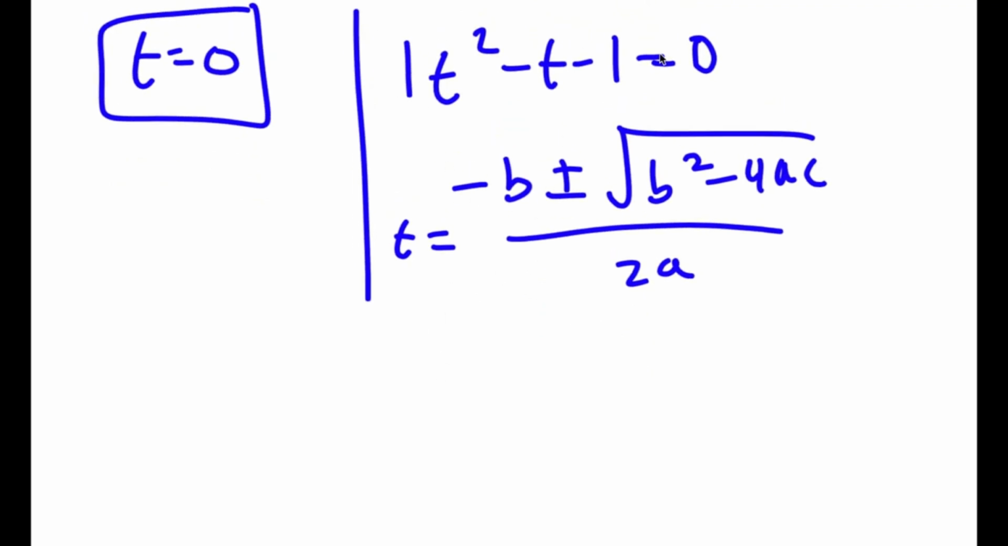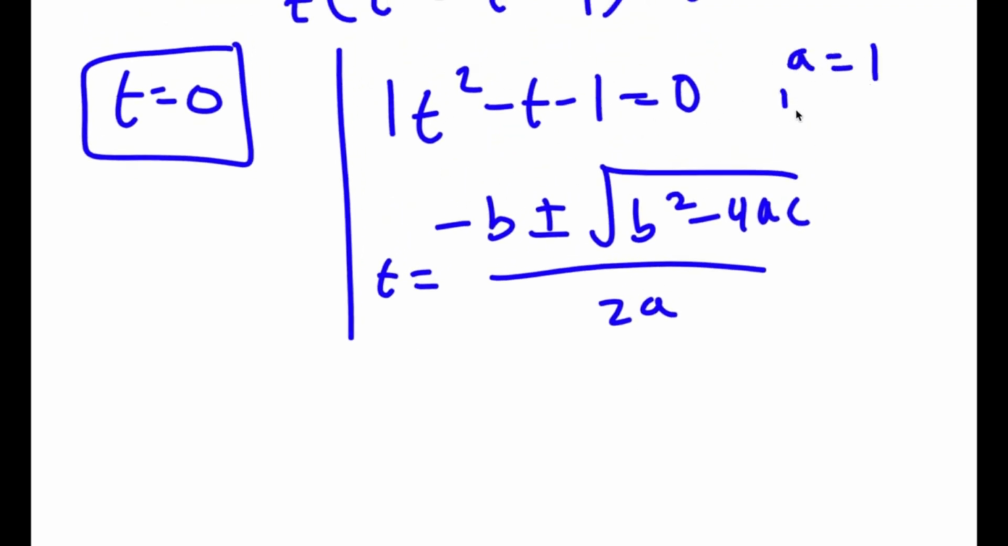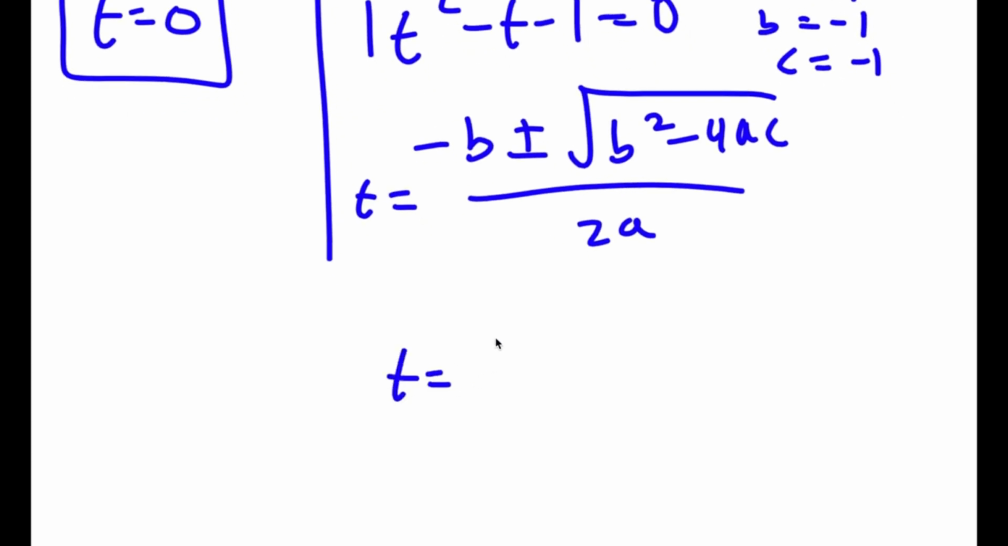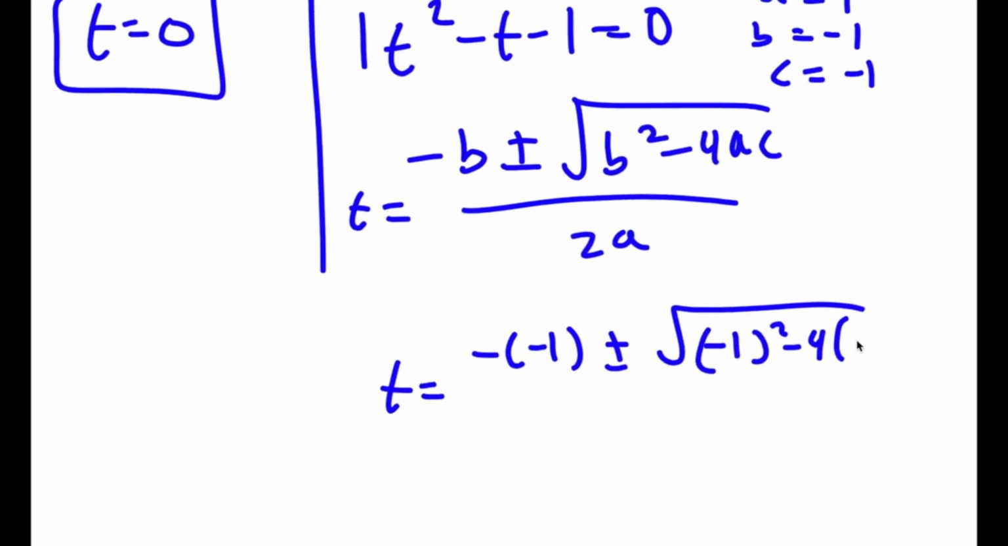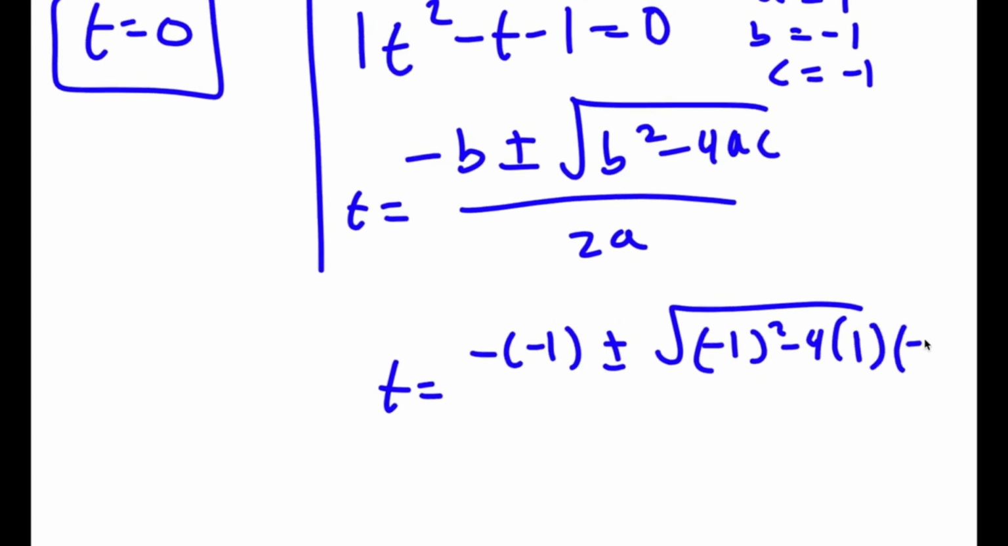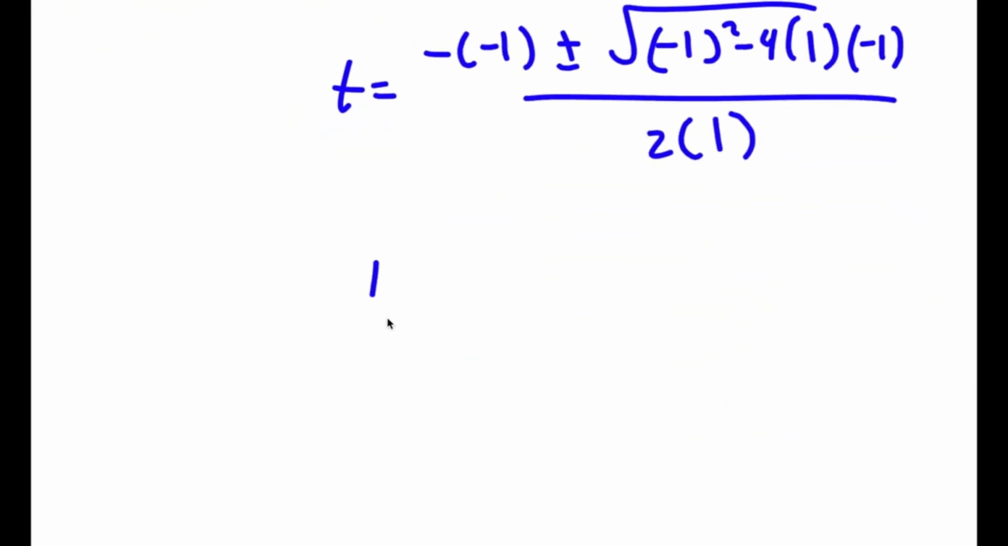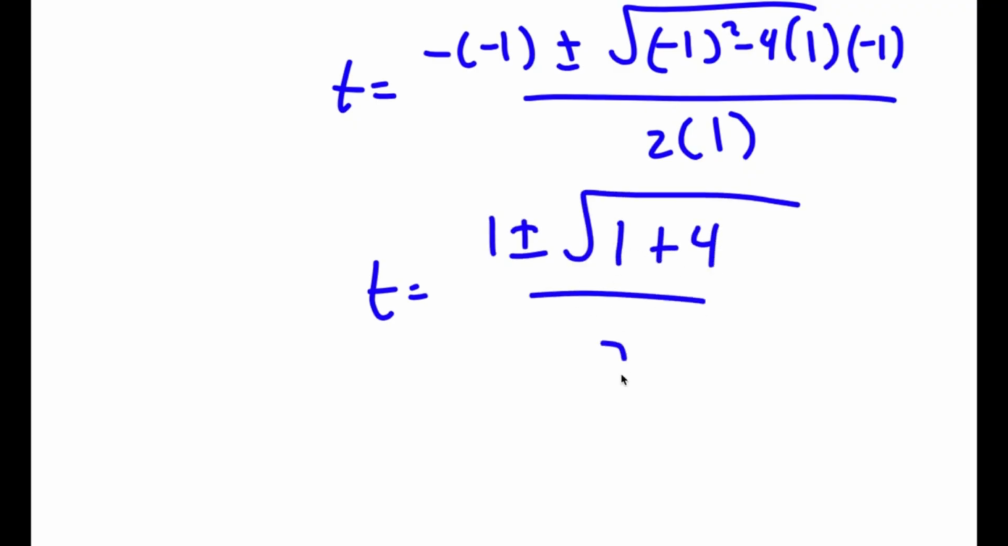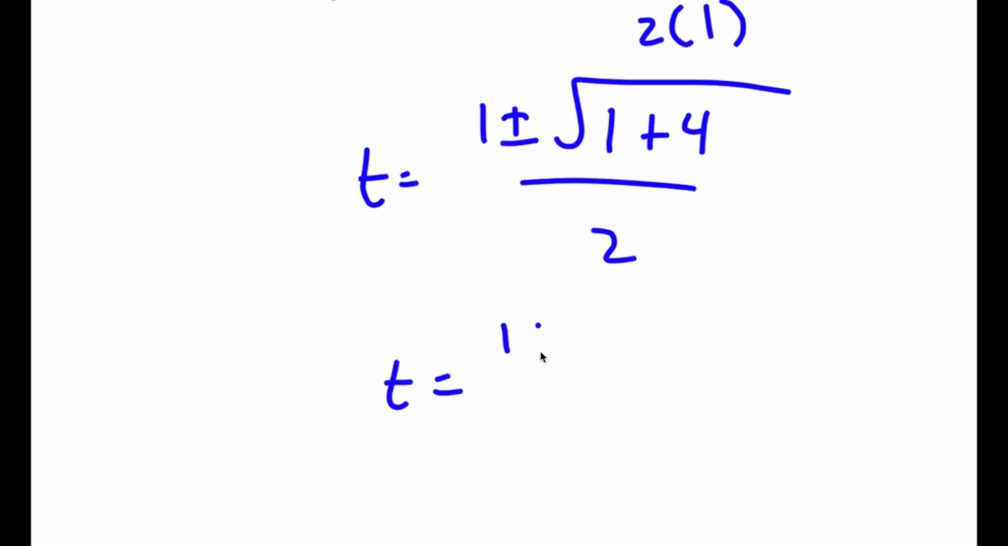So in this case, a is equal to 1, b is equal to -1, and c is equal to -1. So I have t is equal to -(-1) plus or minus the square root of (-1) squared minus 4 times a, which is 1, times c, which is -1. And I have all of this over 2a, so 2 times 1. So now this simplifies to 1 plus or minus the square root of 1 plus 4 over 2, which simplifies to 1 plus or minus the square root of 5 over 2.